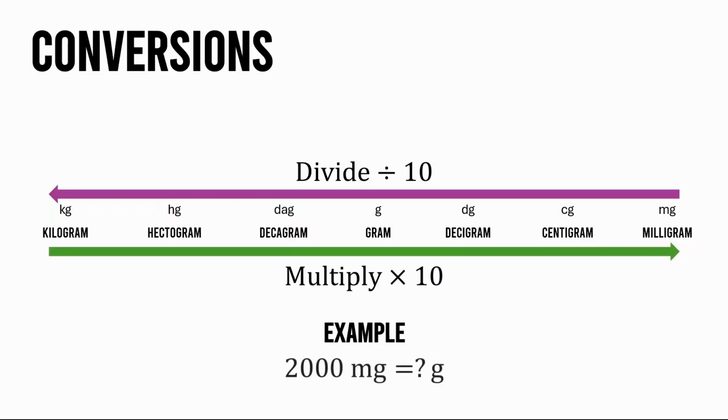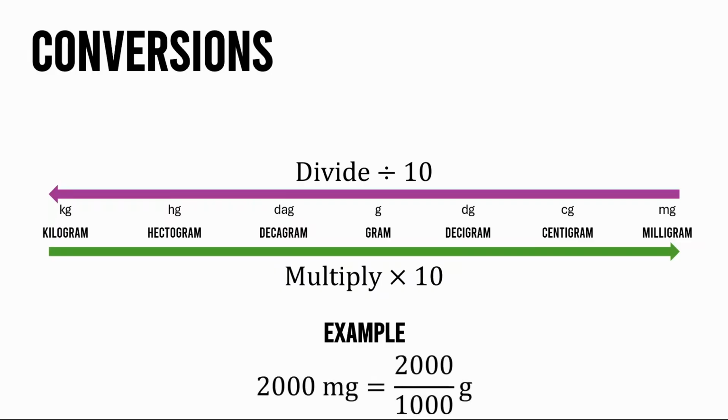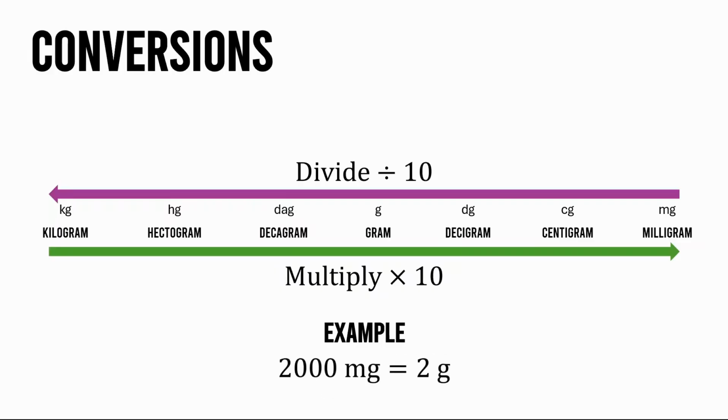Finally, in this last example, we have 2000 milligrams and we want to convert them into grams. To convert milligrams to grams, we need to take 3 steps to the left on the unit scale, dividing by 10 at each step. This is equivalent to dividing directly by 1000, obtaining the value in grams. So 2000 milligrams is 2 grams.